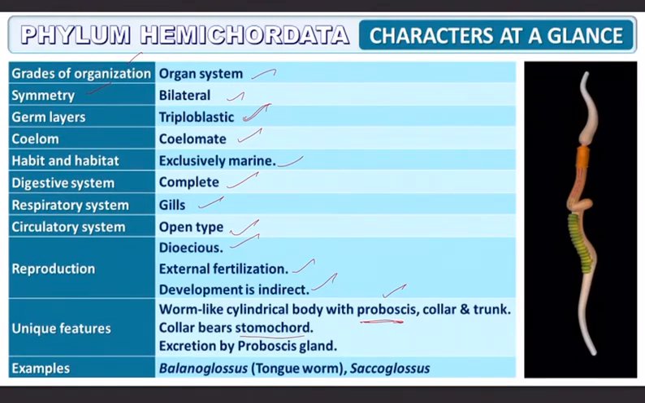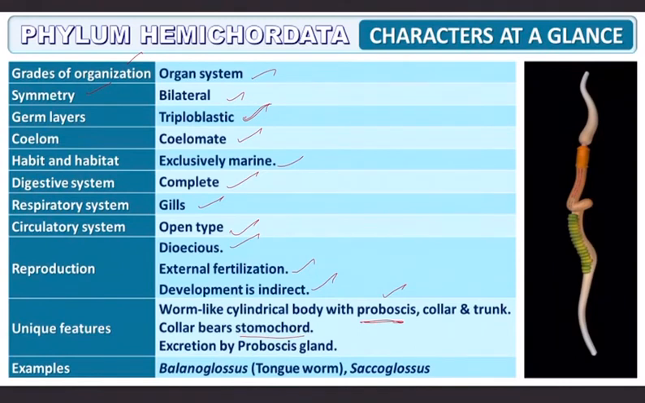And of course, habit and habitat. Is it marine? Is it freshwater? Is it terrestrial? Where do you see these animals? So that also fill the column. Next, digestive system. Remember, there was no digestive system. We said only extracellular digestion. Now, you can see the line of evolution, right from Protozoa to Hemichordata, how the digestive system has evolved.